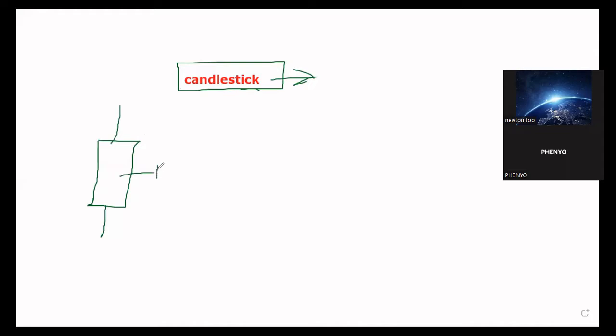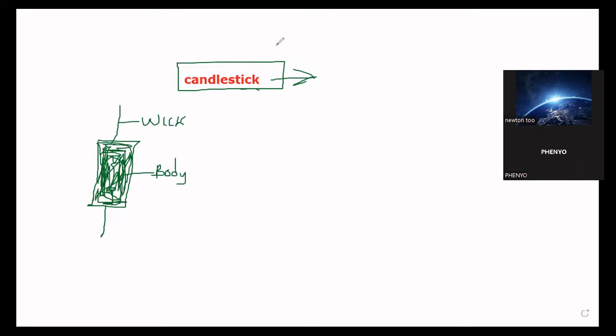This one is called the body. Then this one is called a wick. This one can be a green candle, because we normally have green or red candles. You can shade this one. So this one is a green candle.